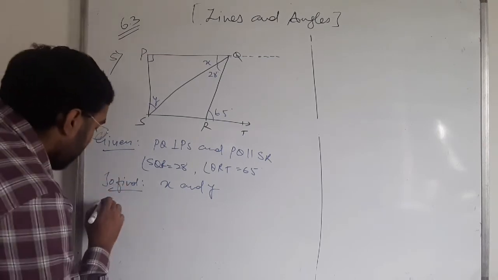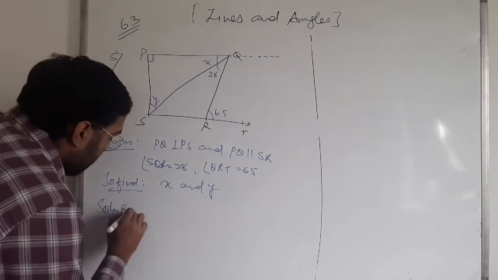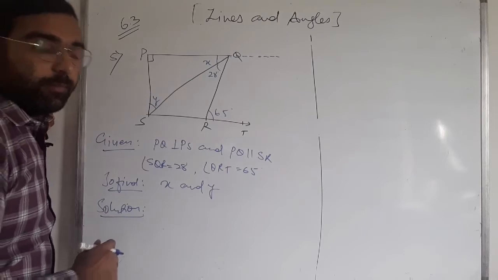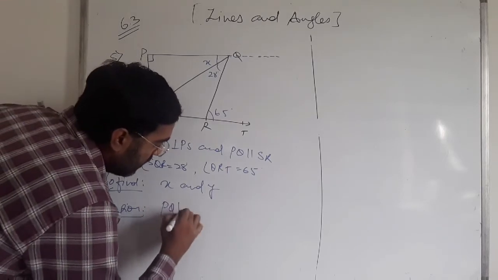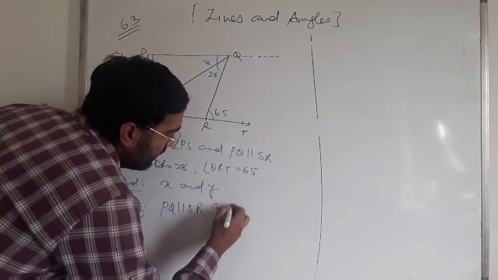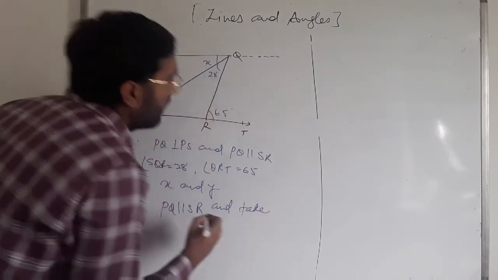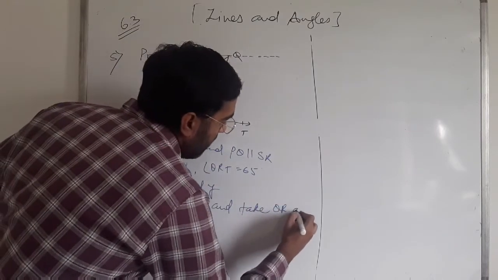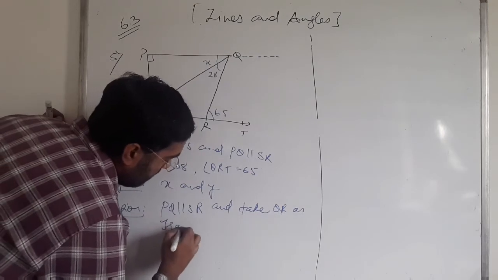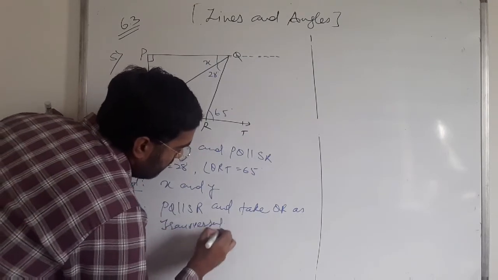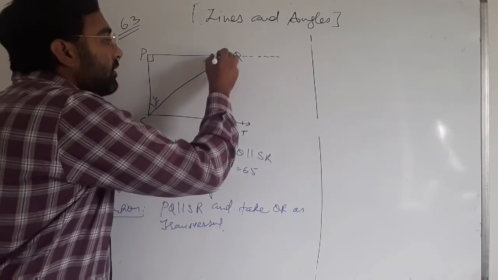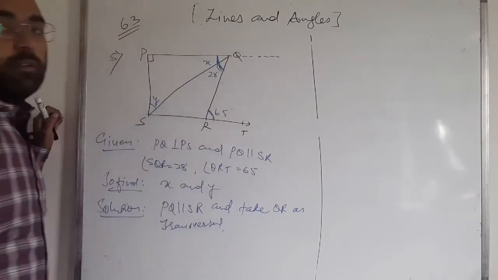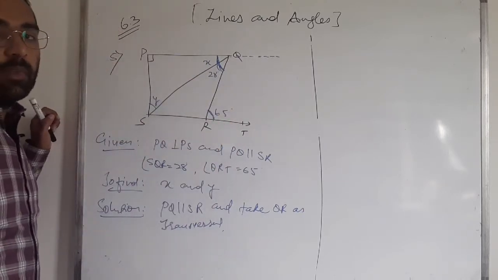Now, from the solution, we write: PQ is parallel to SR. Take QR as a transversal. If we take QR as transversal, my angle Q, this angle, is equal to this angle. Is it clear? Alternate angles.